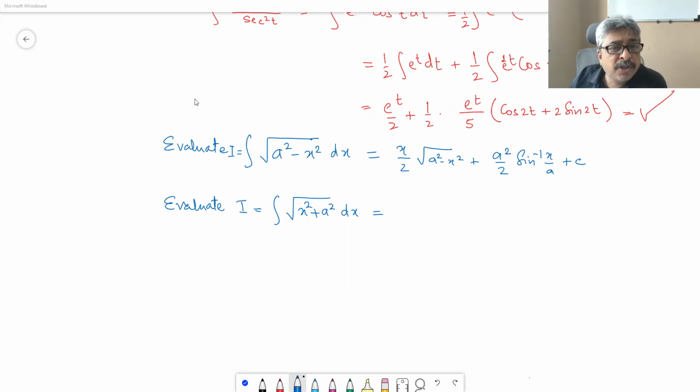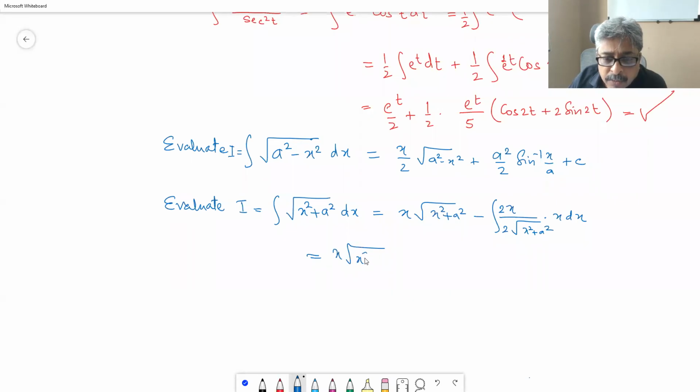Again, you are supposed to assume the second function as 1. Therefore, you get x radical x square plus a square, u into integration of v, minus integral of v, that is x, into derivative of u, which is 2x denominator 2 radical x square plus a square, into x dx. Okay, that is the derivative of the radical. So x radical x square plus a square minus, the 2 gets cancelled. You get integral x square upon radical x square plus a square dx. Now the challenge is to solve this integral.